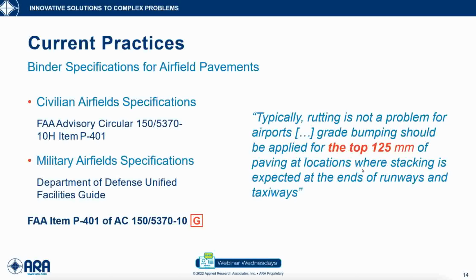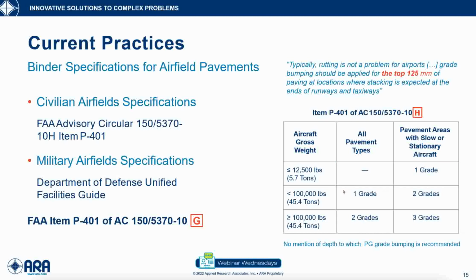Now, in the FAA specifications version G, it stipulates verbatim that typically rutting is not a problem for airports. Grade bumping, however, should be applied for the top 125 millimeters or 5 inches of paving at locations where stacking is expected, at the ends of runways and taxiways. So the FAA does acknowledge that, yes, also in airports, we need to bump the grade, but only for the top 125 millimeters. I'm sorry, I'm always going backwards in my slides.